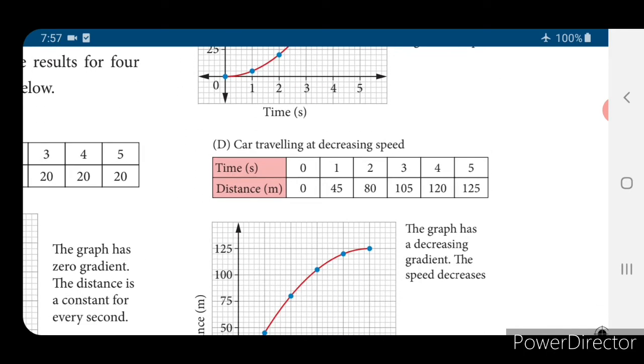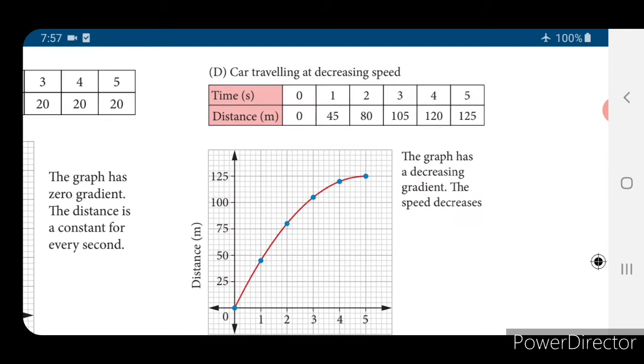Then the next one, a car traveling at decreasing speed. At 0 time the distance is 0. After 1 second it covered 45 meter. After 2 seconds it covered 80. After 3 it covered 105. After 4 it covered only 120, and after 5 the distance covered is 125. So the graph has a decreasing gradient. The speed decreases here. So you are getting a graph like this.